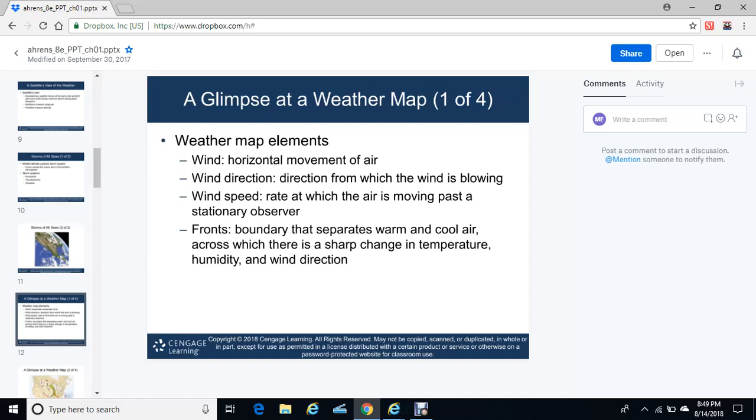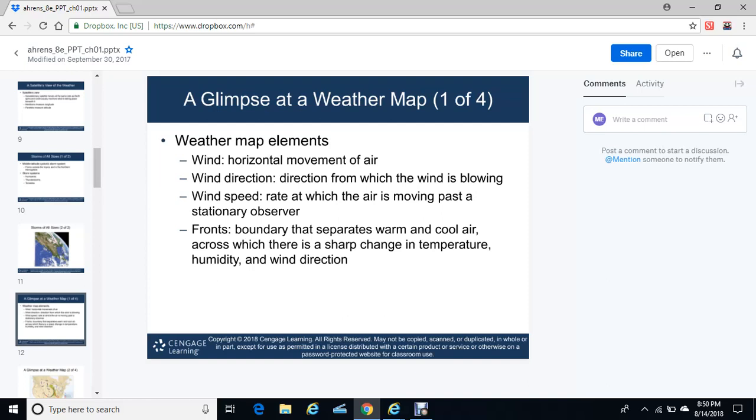Okay, so if I were to say that the wind is indicated as northerly, that would mean the wind is blowing from the north. If I were to say the wind was blowing from the south, that would be a southerly wind component. Wind speed is the rate at which air is moving past a stationary observer. That's all that wind speed is.